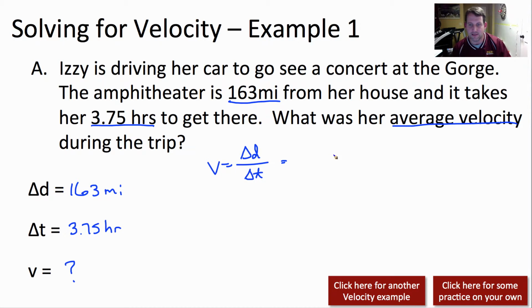So our change in distance is 163 miles. Our change in time is 3.75 hours. And when you divide the distance by the time, you get a velocity of 43.5 miles per hour. Now I know it's miles per hour because look at the units here, miles, hour. So miles per hour, miles per hour. And that's my final answer on this one.